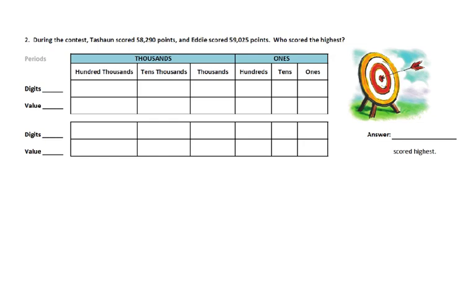Now, this is one where I'm just given some blanks. So when it says digits, I'm going to put a T for Tayshawn, and the value is going to be Tayshawn's number value. And then I'm going to put an E underneath it for Eddie's points. Okay? So Tayshawn scored 58,290 points. I'm going to start building this number starting in the ones place. There's a 0 in the ones place, a 9 in the tens place, a 2 in the hundreds place, an 8 in the thousands place, and a 5 in the 10,000s place.